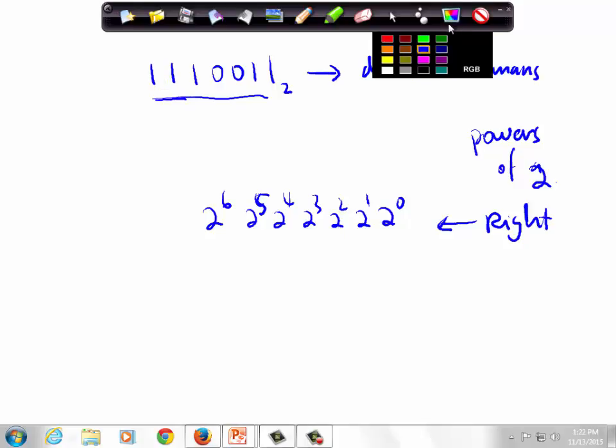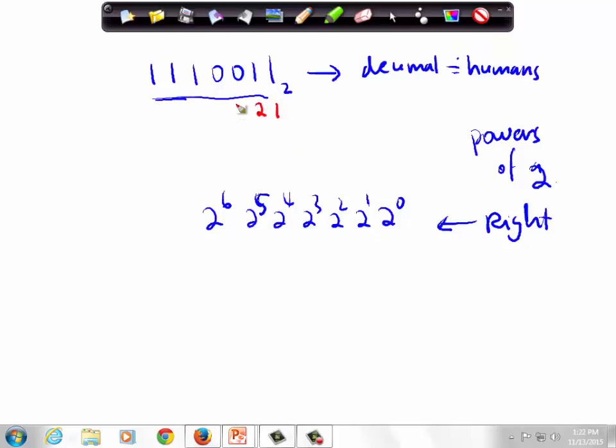Alright, so I'll just do that. So you write 2 to the power 0 is basically 1, 2 to the power 1 is basically 2, next value will be 4, 8, 16, 32, 64. So I stop at 2 to the power 6, that means my estimate was correct. I will go up to that value.